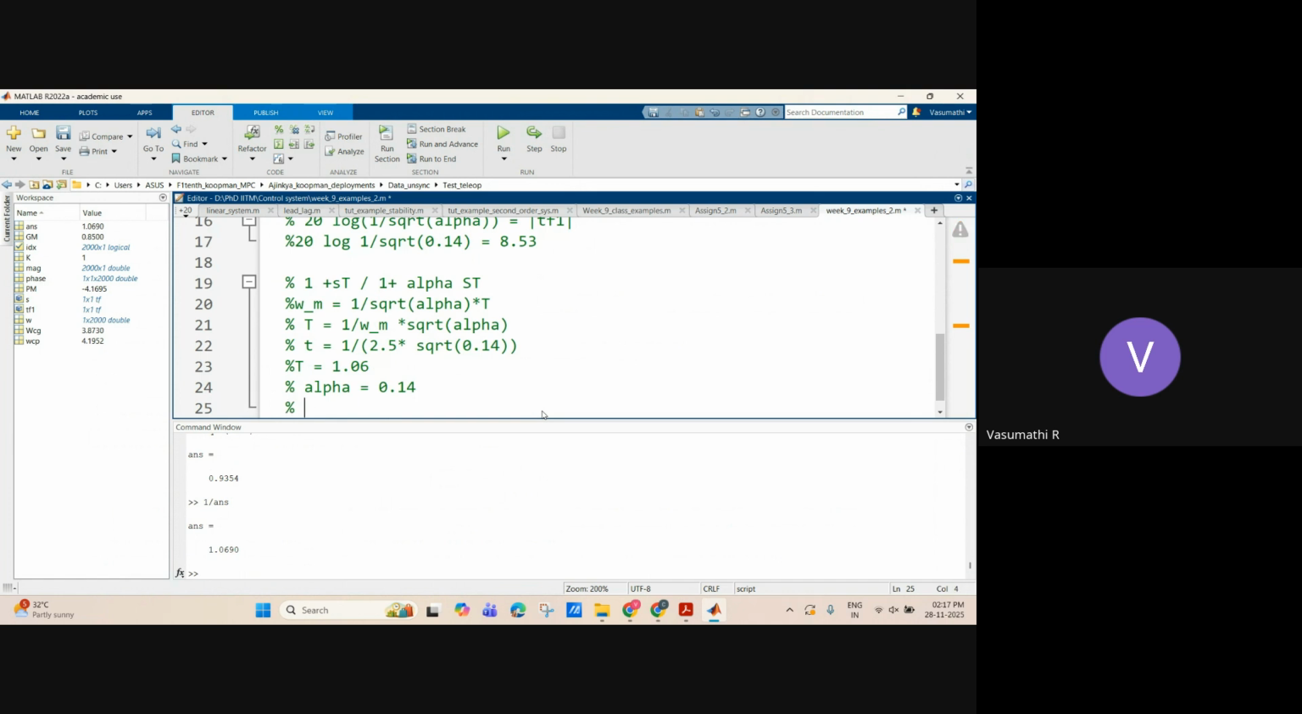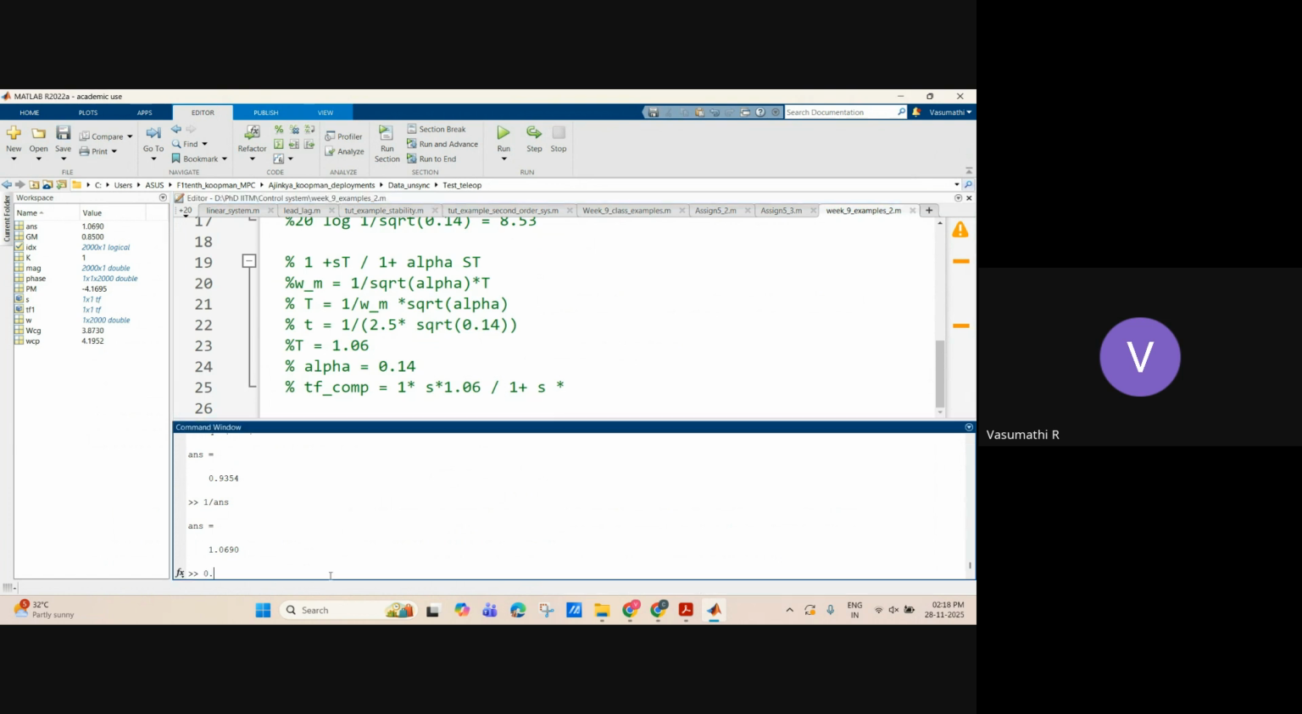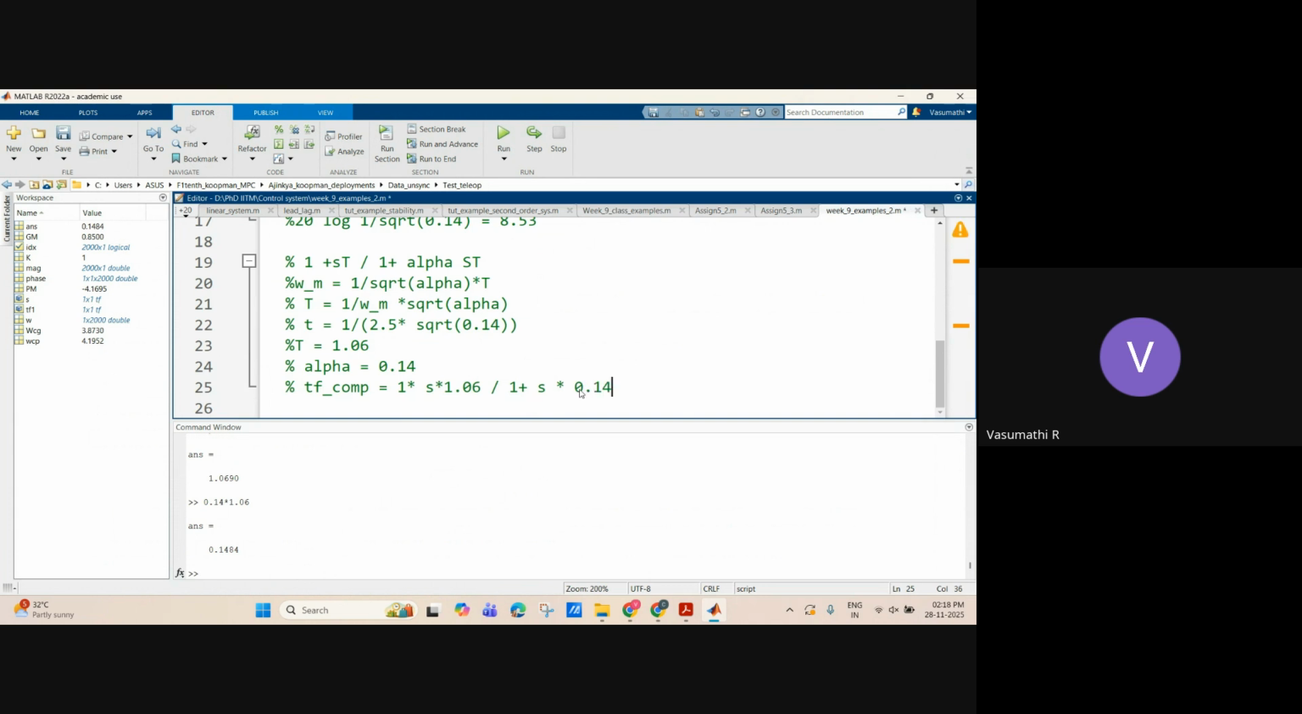Now we know that compensator. So your overall compensator will look like TF of compensator is equal to 1 plus s into 1.06, divided by 1 plus s into 0.14 into 1.06, which is 0.1484. This is your compensator transfer function. Lead compensator. Just lead.